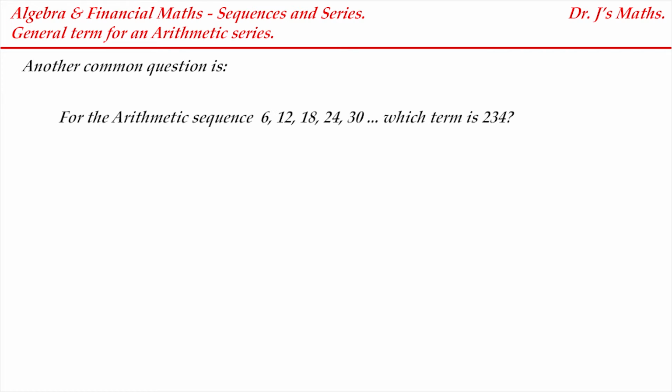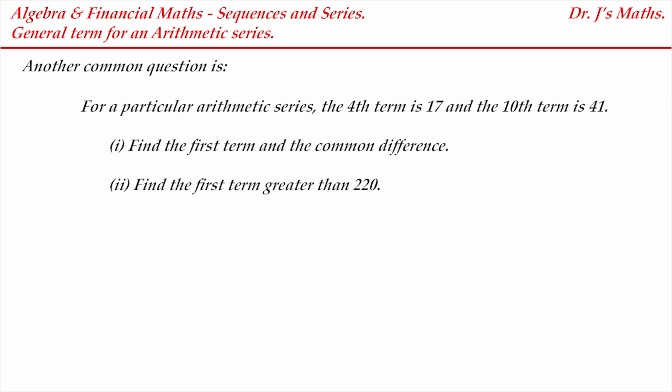So another common question is, for the arithmetic sequence 6, 12, 18, 24, 30, which term is 234? Here we've got to find n, we're given the other 3. So the Tn is 234, the first term is 6, plus (n minus 1) times the common difference, which is 6. So tidying that up, we have 234 is equal to 6n, so n is equal to 39. So the 39th term is 234.